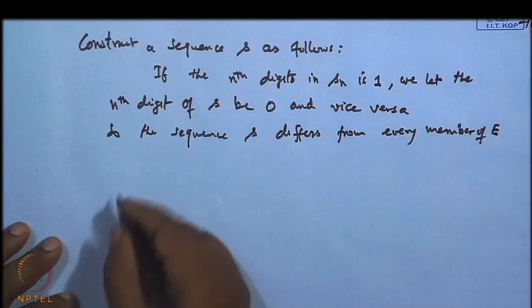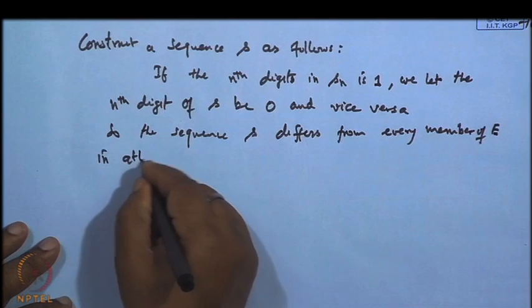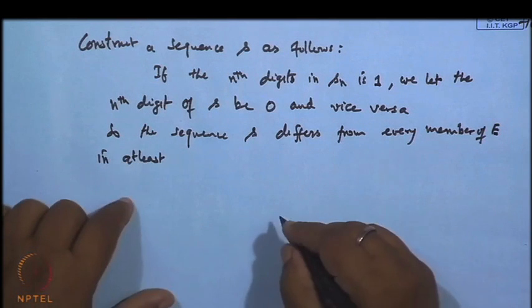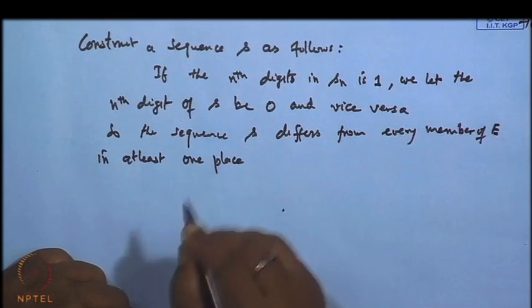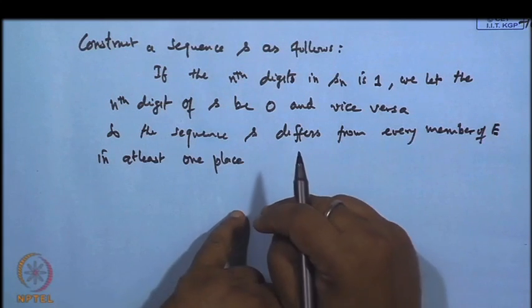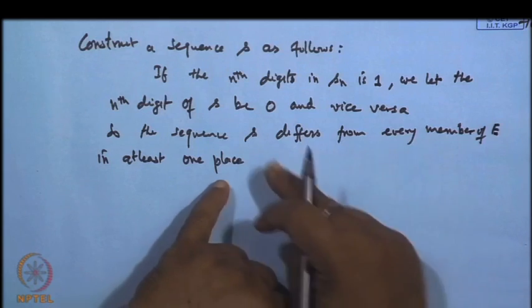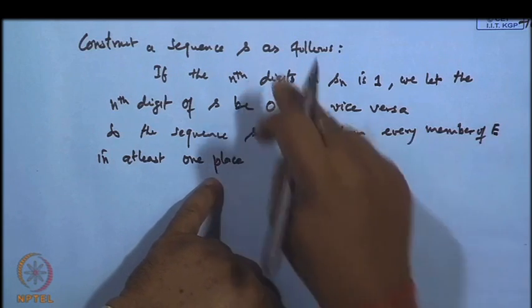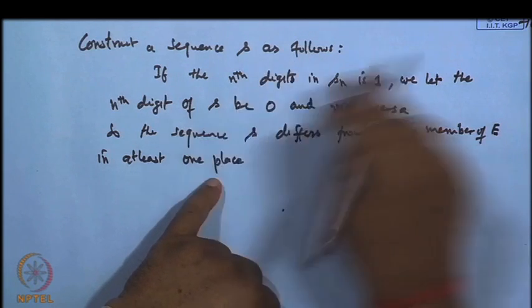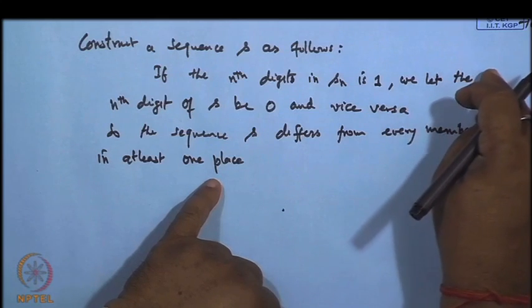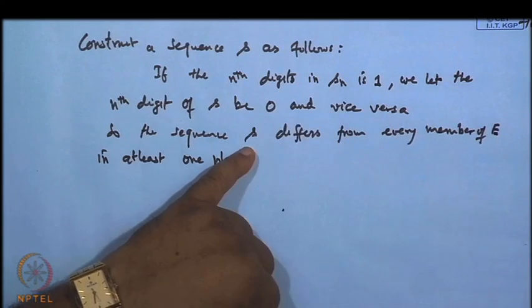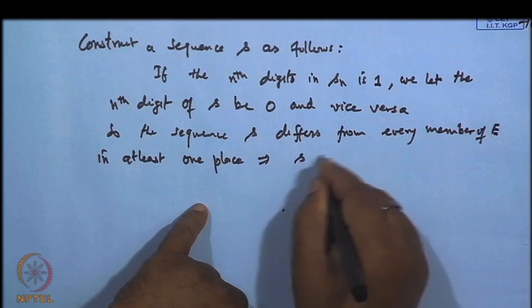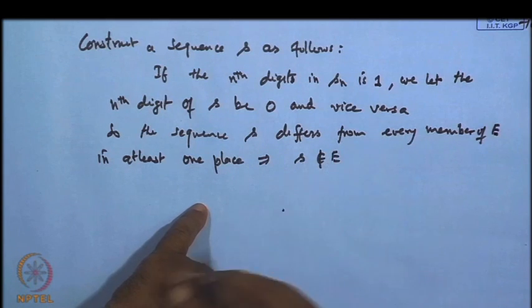in at least one place, because we are constructing it in such a way. So, once it is differing from each element, and E is already countable, we have arranged the terms in the form of a sequence S 1, S 2, S n, and since S is not coinciding with any one of the terms, this implies that S is not an element of E.